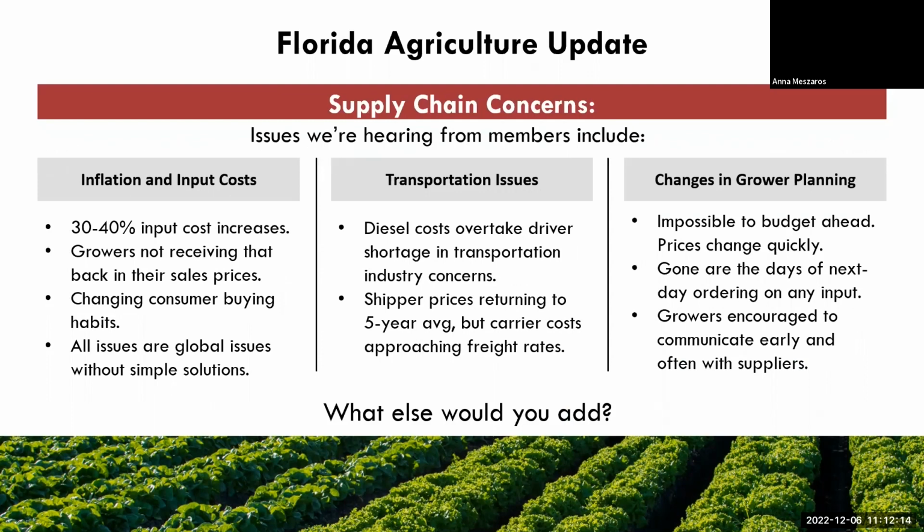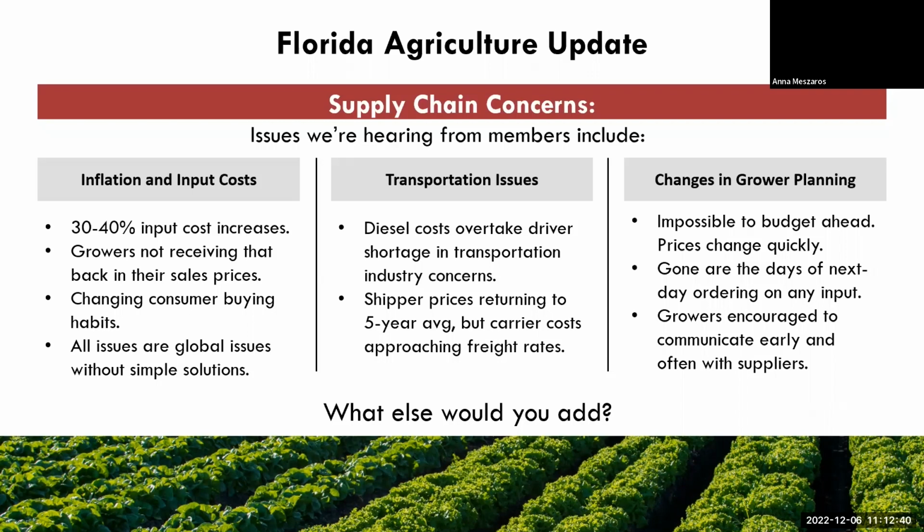On supply chain, these are just 3 of probably 40 issues we're hearing. And I have a meeting about this tomorrow, so I'm hoping to be able to update some of this and have some action items. On inflation and input costs, we're hearing 30 to 40% input cost increases. Depending on who you're talking to, that number goes even higher. And growers aren't receiving that back in their sales prices. And that's been told loud and clear to us by our board of directors.